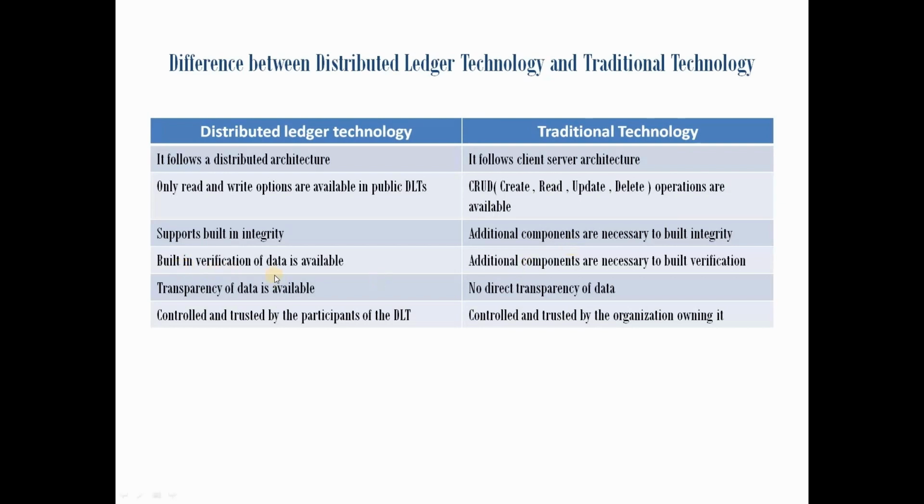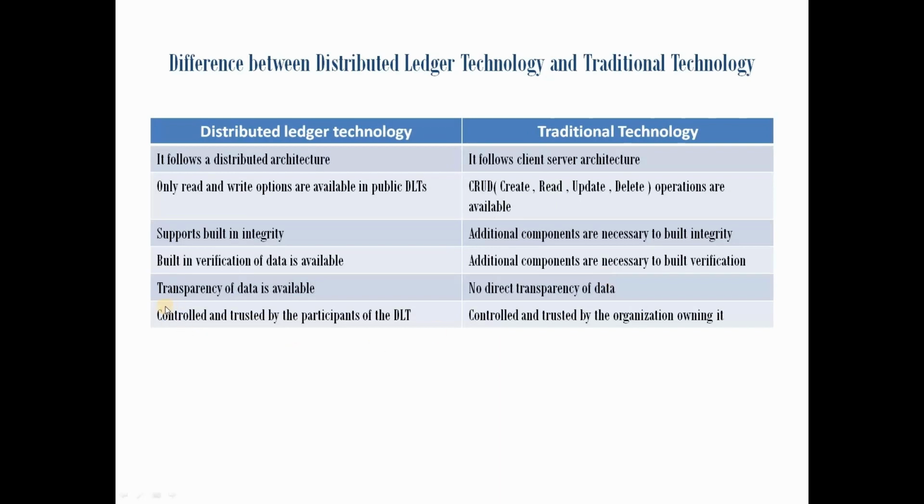Now, next one is the built-in verification of data is available in distributed ledger technology, whereas in traditional technology, additional components are needed to build the verification. So DLT provides a built-in verification of data. Most blockchains have a consensus algorithm, which is a type of democratized voting system. For example, say there is a blockchain network of 20 people and someone wants to make a transaction, then all the other members have to agree on the transaction. Only then the transaction will be added on the blockchain. On the other hand, with traditional technology, we have to provide additional components to build verification over the application.